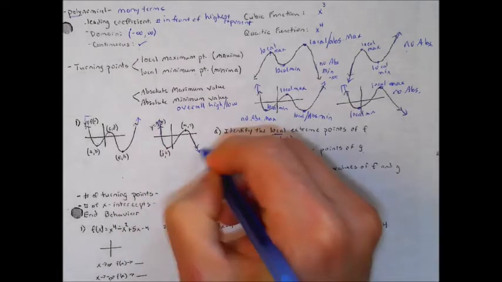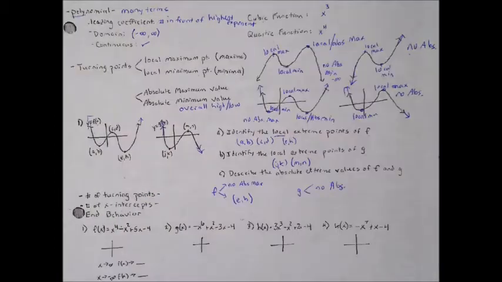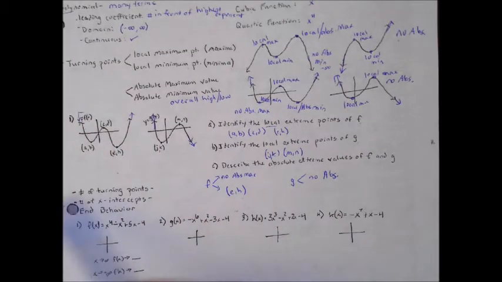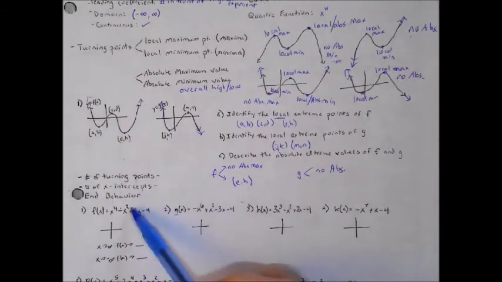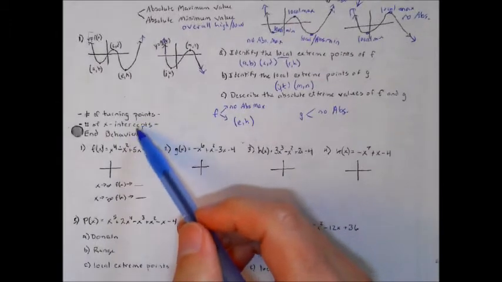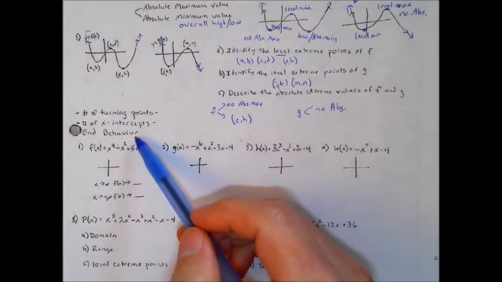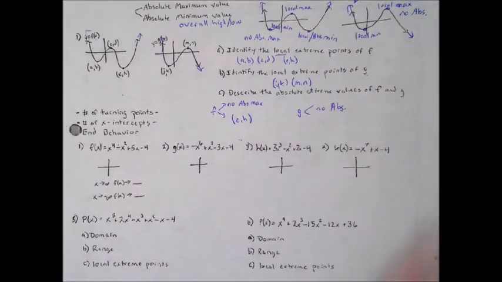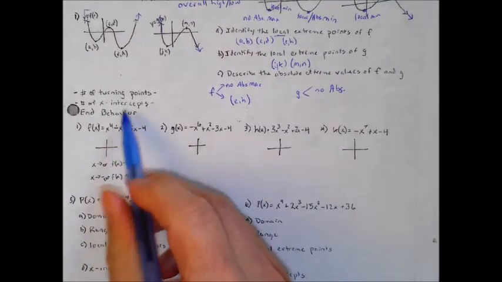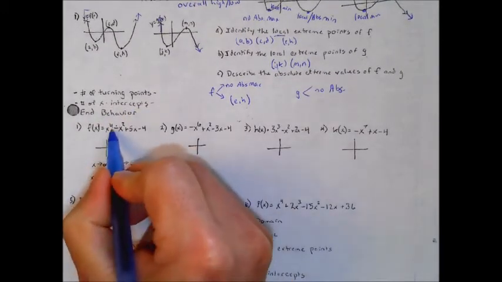Okay, now to the next point here. The number of turning points, the number of x-intercepts, and the end behavior. Okay, those are our three topics here. So the number of turning points. If this is an x to the fourth equation, okay, if x to the fourth, at most, there's going to be 3 turning points.